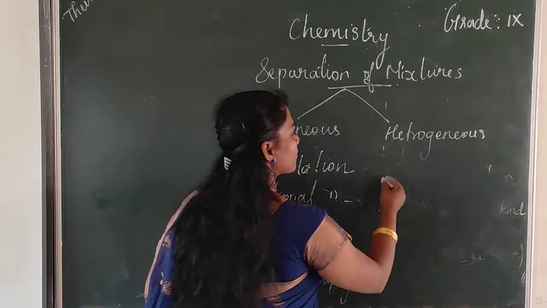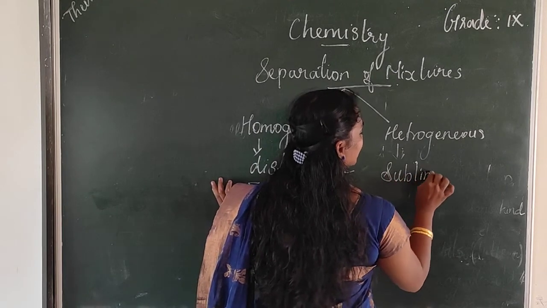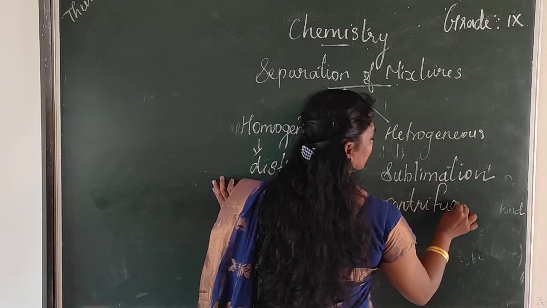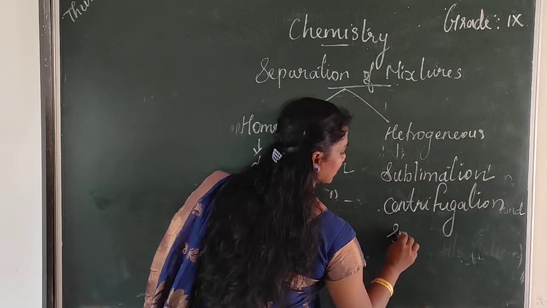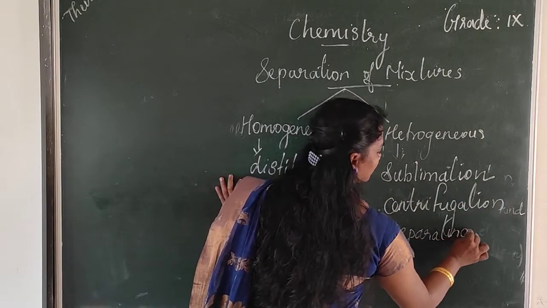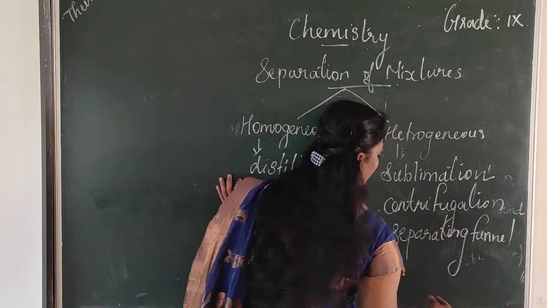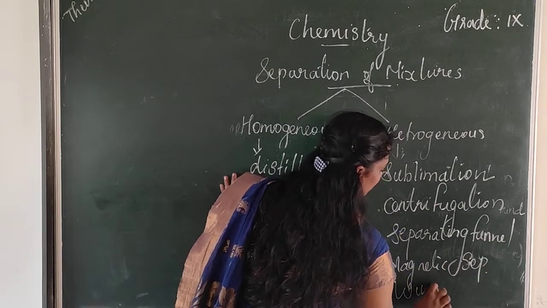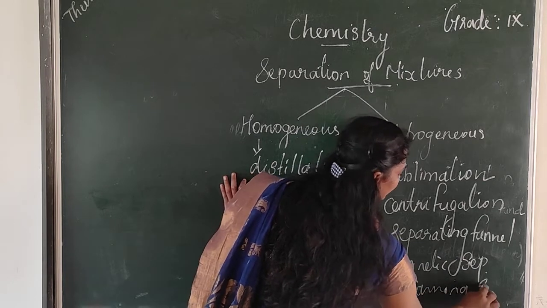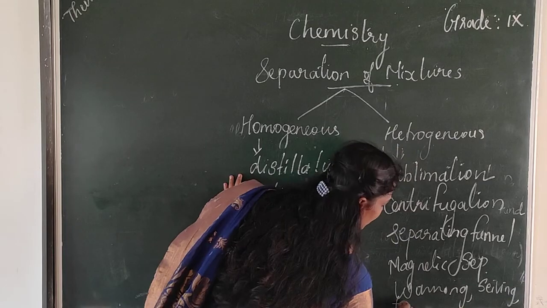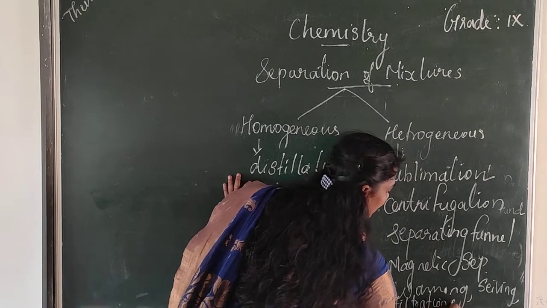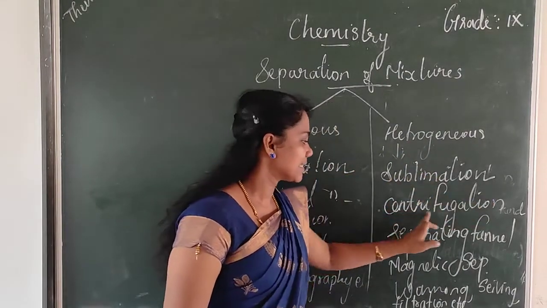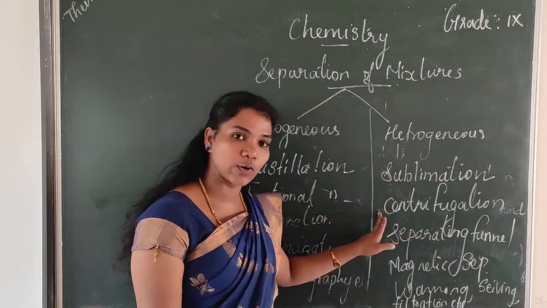Okay. The next one, we can see what techniques are employed for heterogeneous mixtures. Some of the techniques employed are sublimation, centrifugation, separating funnel, magnetic separation, winnowing, sieving, filtration, etc. So the techniques that come under heterogeneous mixtures are sublimation, centrifugation, separating funnel.